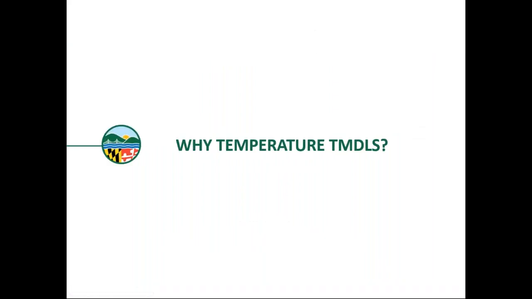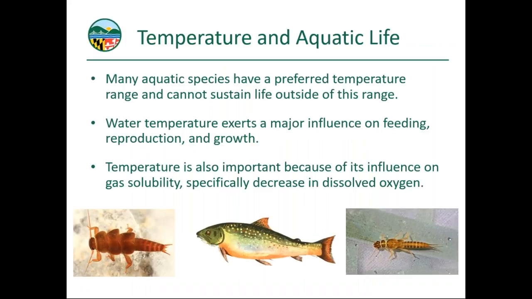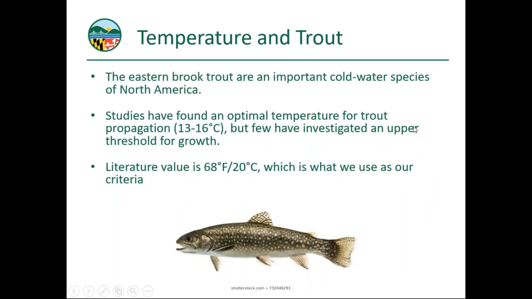First, we probably know already, but I put a couple of simple slides on why we do temperature TMDLs. Temperature is obviously a big influence on aquatic life, and many aquatic life species have a preferred temperature range. It's a major influence on feeding, reproduction, and growth, and temperature can also affect chemical parameters in the water, specifically with a higher temperature, you get a decrease in dissolved oxygen. In Maryland, the species that the regulations are written to is the eastern brook trout. I'm sure that's different for the West Coast, and some of you may share this species and some of you may not, but we have found the literature value of 68 degrees F or 20 C, and that's what we set up our criteria to be.